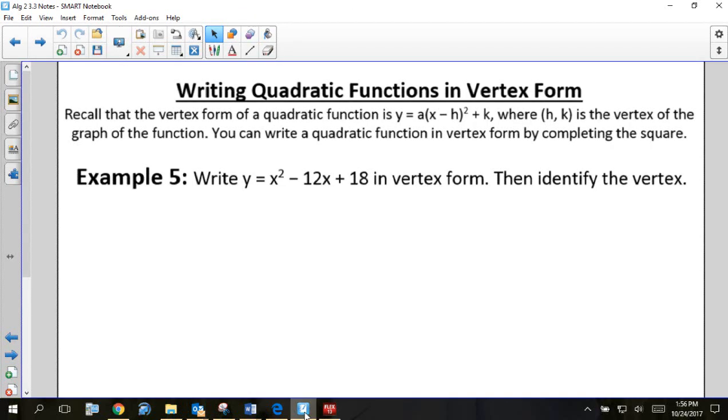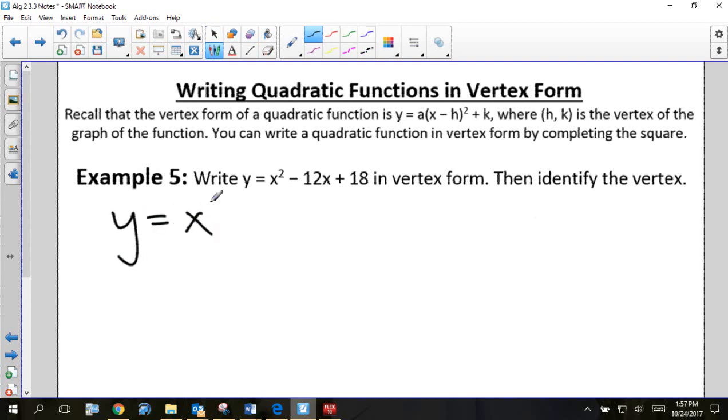So yesterday we learned the complete the square method, and you can use it to solve for x. But you can also use the complete the square method to take an equation and rewrite it from standard form, y equals x squared minus 12x plus 18, into vertex form, which we did a bunch before.